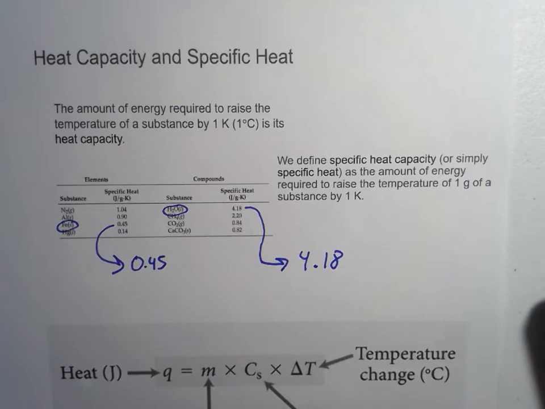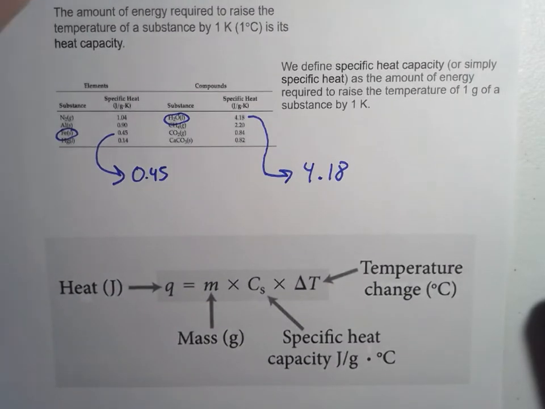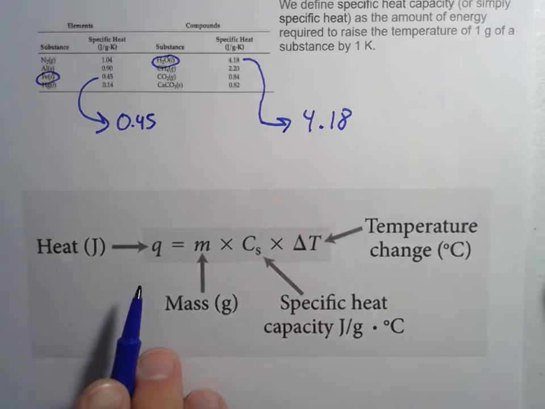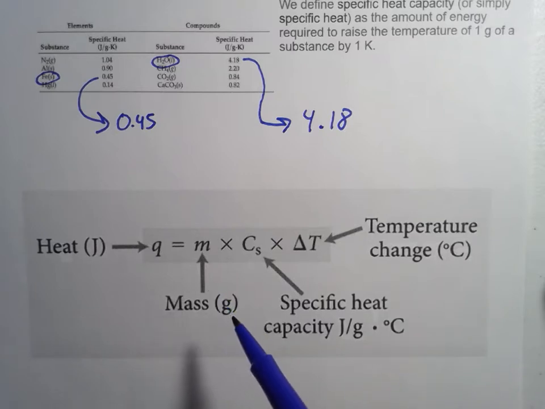Now there's an equation you can use for this, and this equation is Q equals mc delta T. What I have highlighted here is just what the different variables stand for. So Q represents the heat, or the heat flowing in or out of whatever substance you're looking at. And this will be measured in a unit called joules, which is represented by a capital J. M stands for mass, and in this case it's represented in grams.